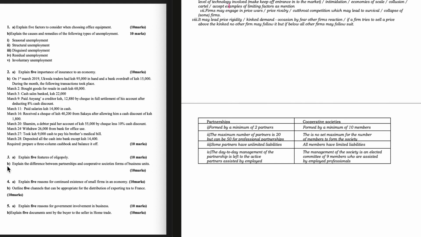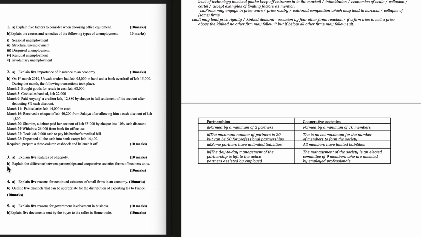Question 3b. Explain the difference between partnerships and cooperative societies forms of business units. Partnerships are formed by a minimum of 2 partners, whereas cooperative societies are formed by a minimum of 10 members. In partnerships, the maximum number of partners is 20, but can be 50 for professional partnerships.